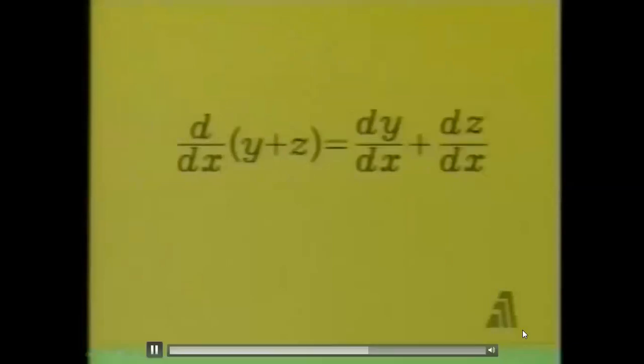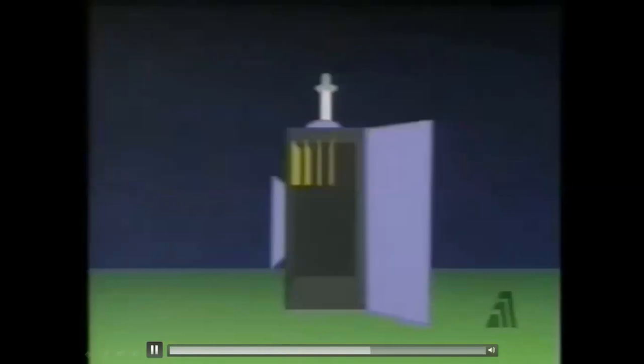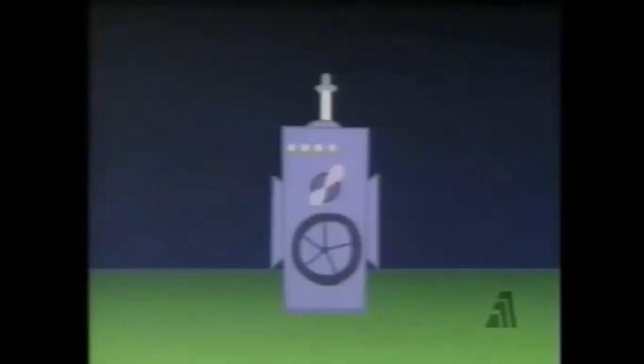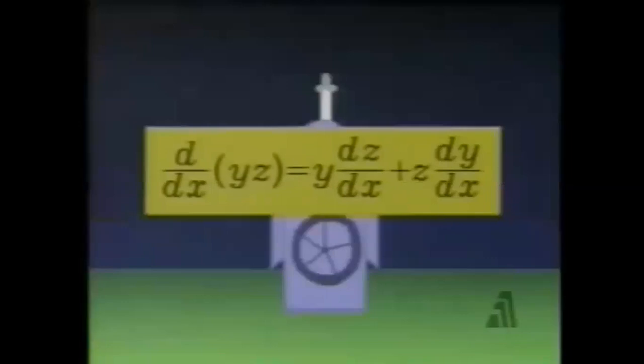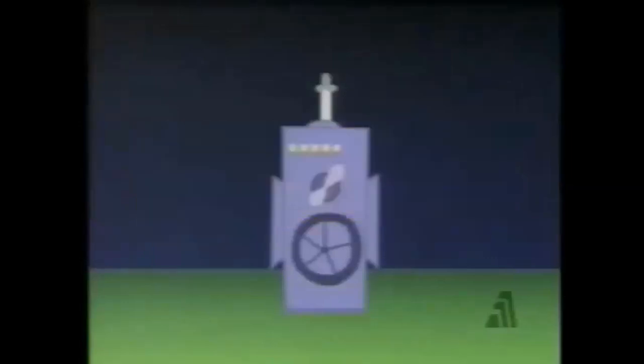Taking derivatives takes a little practice, but it's well worth the effort. That's how the sum rule works: the derivative of the sum is the sum of the derivatives. Another handy tool is the product rule. The derivative of the product y times z is y times the derivative of z plus z times the derivative of y. Using this rule, it's possible to find the derivative of x squared.